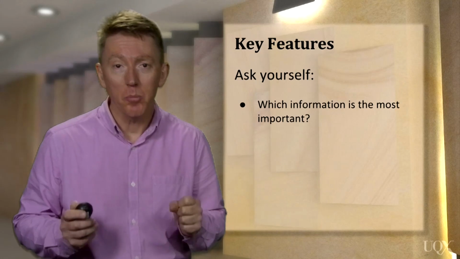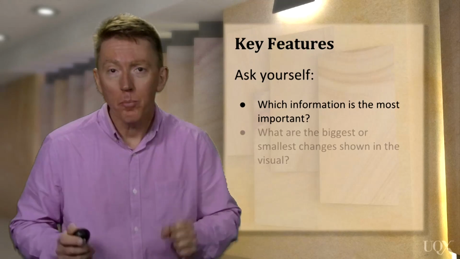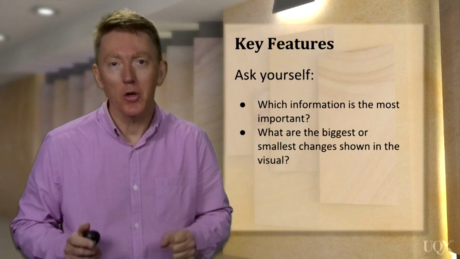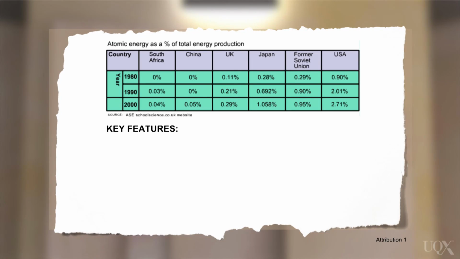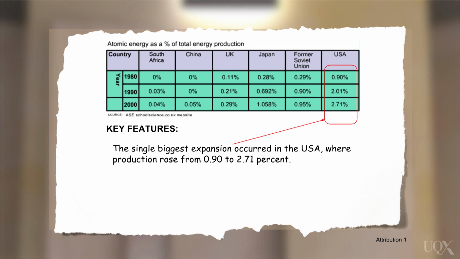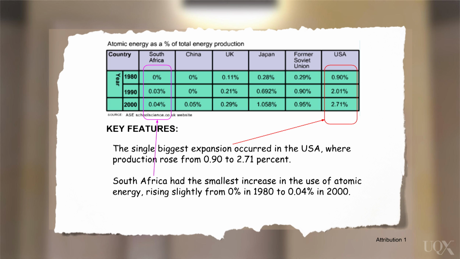In order to identify them, you should ask yourself questions such as which information is the most important and what are the biggest or smallest changes shown in the graph. So, if we again use our table as an example, let's find some key features. First of all, we can see that the single biggest expansion occurred in the USA, where production rose from 0.9 to 2.71%. Another key feature that you could mention is the smallest increase in the use of atomic energy.